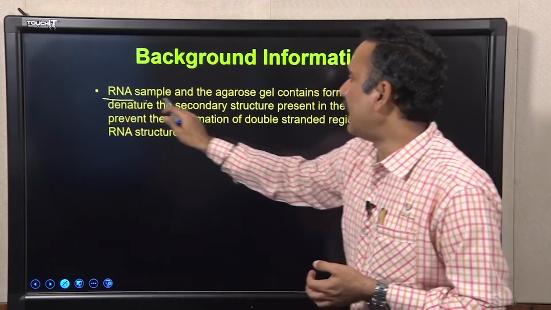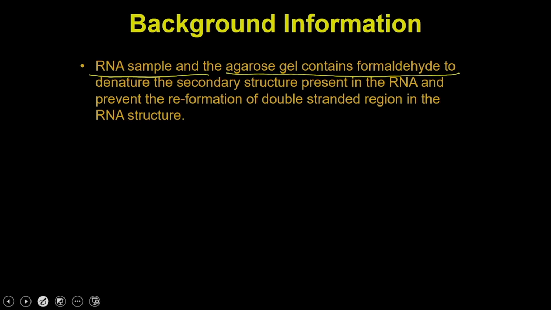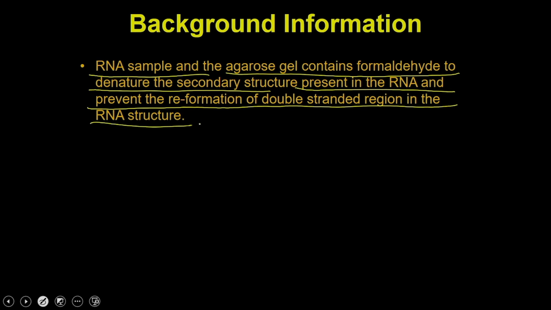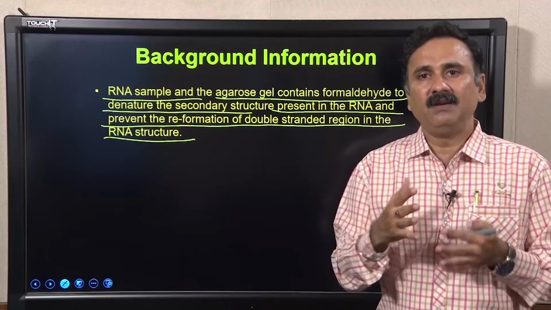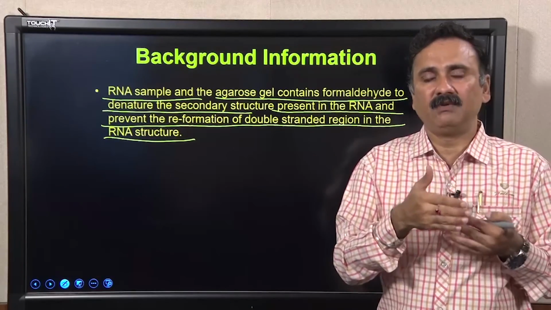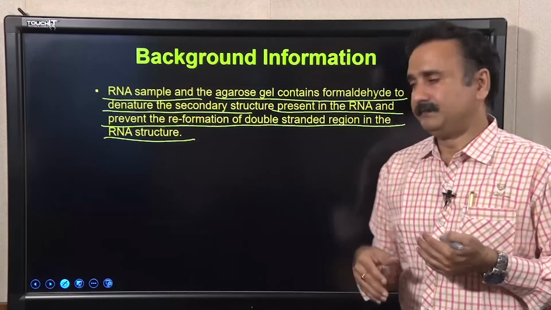How to do that? The RNA sample and the agarose gel contain formaldehyde to denature the secondary structure present in the RNA, and that prevents the reformation of double stranded regions in the RNA structures. That is going to let you run these RNAs as linear structures, and that is how you will be able to resolve the different RNA species nicely, and it will give you a better pattern.